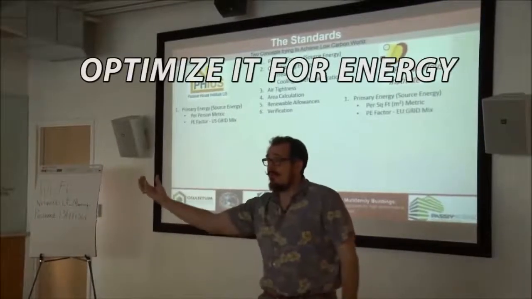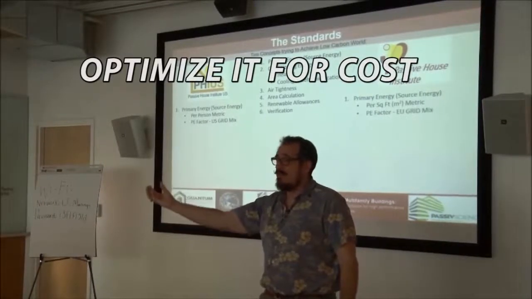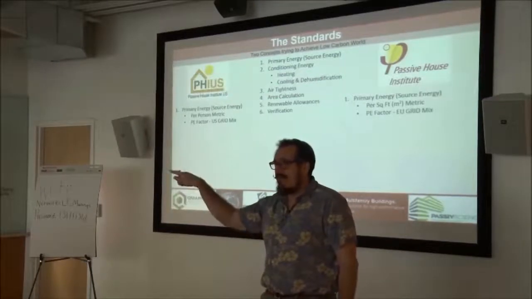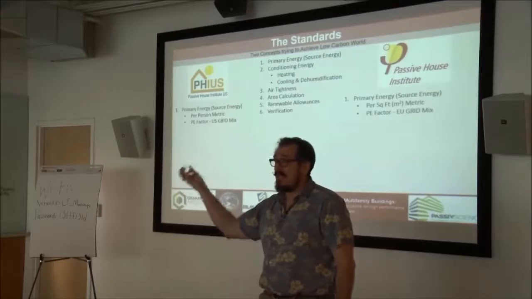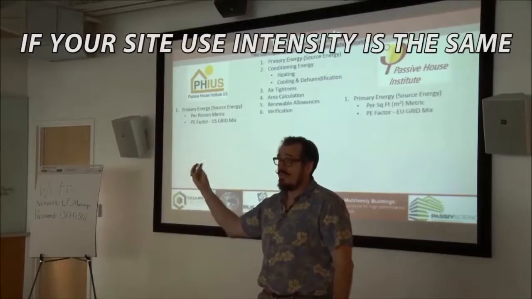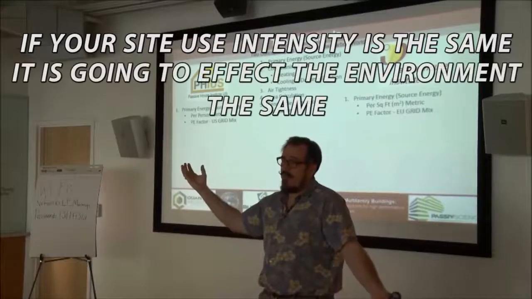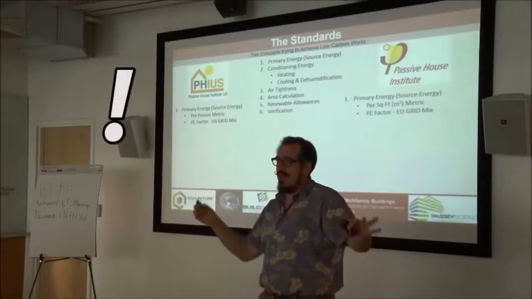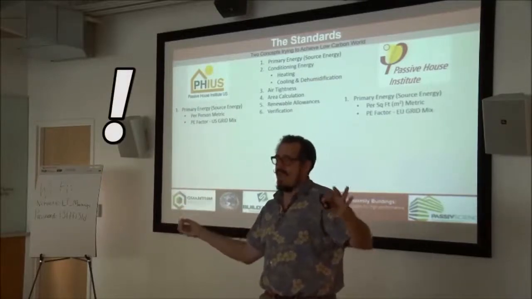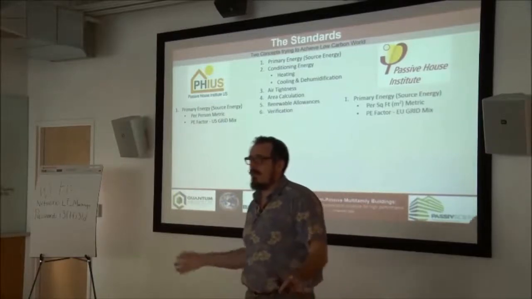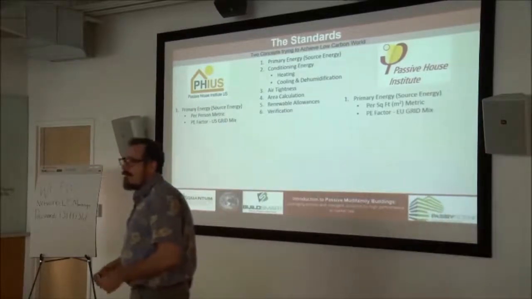At the end of the day, it's a building. You're going to optimize it for energy, you're going to optimize it for cost, and you make the highest performing building you can. That PE number is what the PE number is, or at least at the site, and then the multiplier tells you what the PE is. But if your site use intensity is the same, that building's going to affect the environment the same. So I think we do a lot of arguing in this community about how many angels can sit on the head of a pin. That's really a waste of our time. It just burns up intellectual energy that we don't need to be burning up.